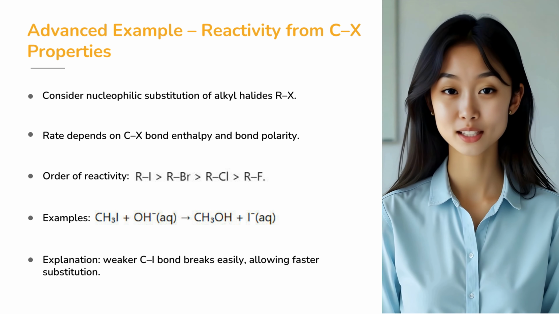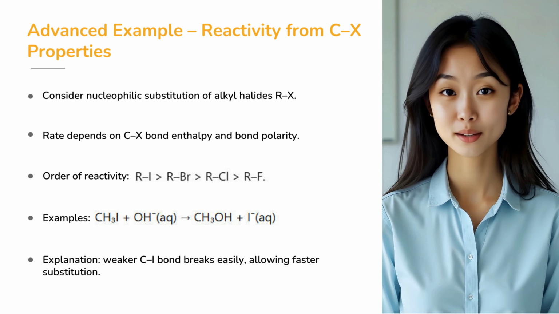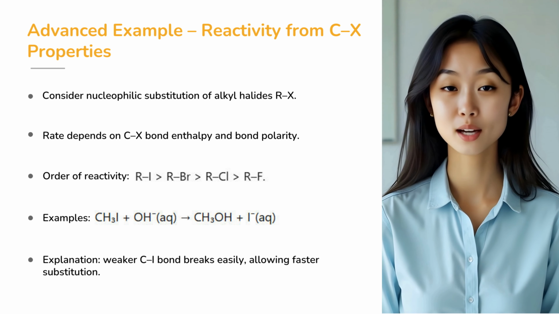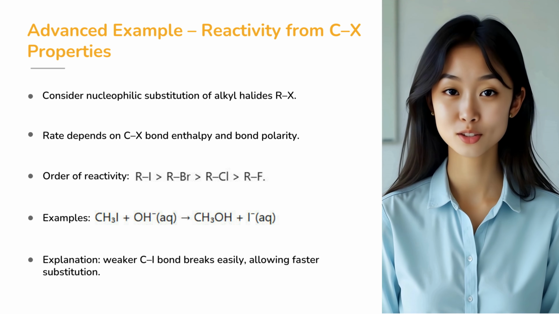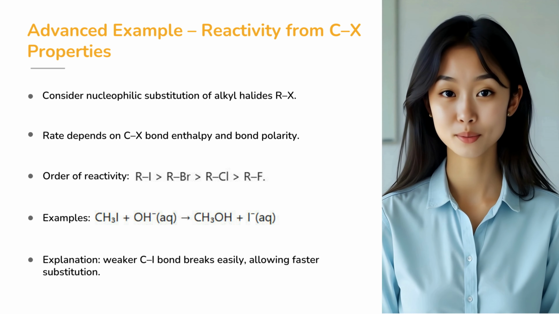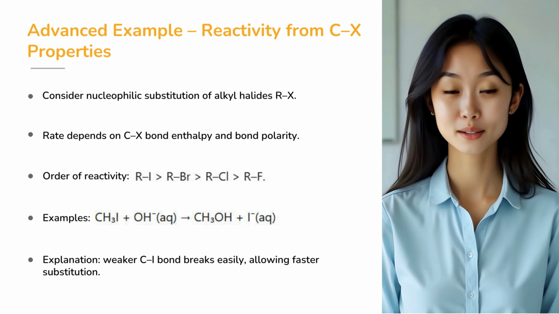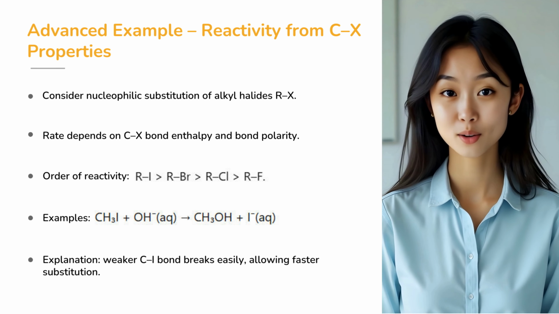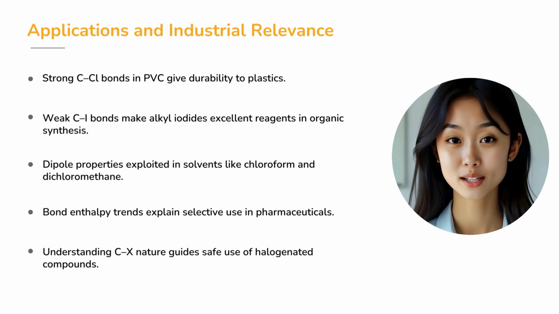Methyl chloride, written as CH3Cl, undergoes the same reaction but much more slowly. The reason is clear: the carbon-iodine bond is weak and breaks easily, while the carbon-chlorine bond is stronger and resists breaking. Thus, the reactivity order of nucleophilic substitution is carbon-iodine bond greater than carbon-bromine bond greater than carbon-chlorine bond greater than carbon-fluorine bond. Now let's connect these trends to real life.